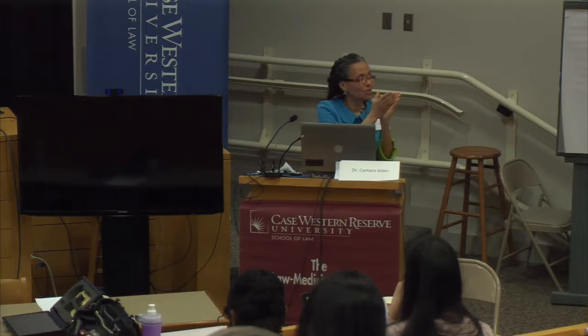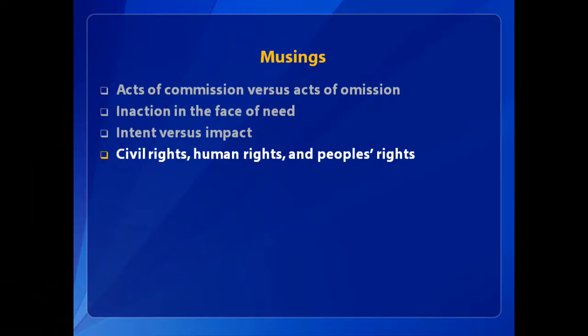Acts of commission versus acts of omission. Something that we need to think about, even in terms of a legal stand. Inaction in the face of need, even harder to get a legal handle on. Intent versus impact, lots of people talk about that. Civil rights within the US context, human rights, including this international anti-racism treaty, and people's rights, which get beyond the individual and talk about the rights of communities. So something we can talk about.